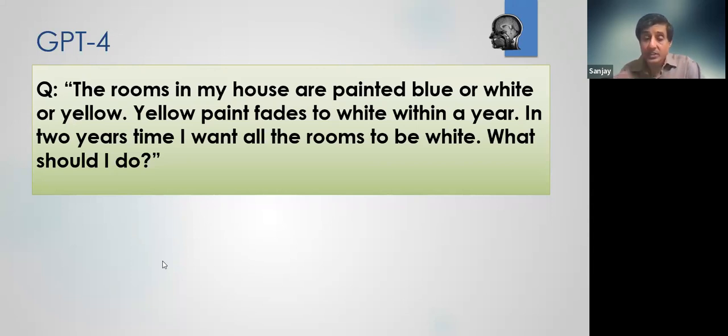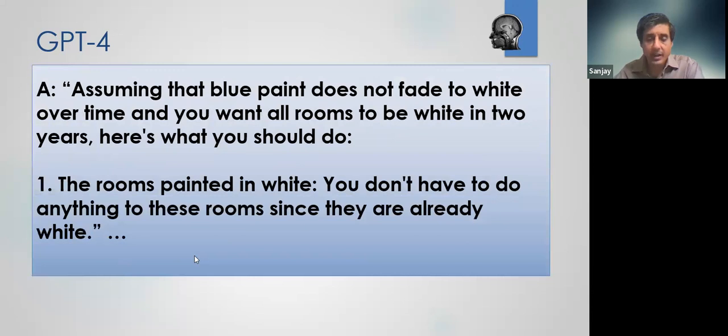Now, the third sentence in a way kind of says what it has to do. It has to figure out how can all the rooms become white, or when will all the rooms become white, or how will all the rooms become white, right? So these are ideas that will have to come into its thinking for it to give an answer. Okay, so now here's the answer, and it's a long answer, but I broke it up into I think 3 or 4 slides. So the first part of the answer is, "Assuming that blue paint does not fade to white over time, and you want all rooms to be white in 2 years, here's what you should do."